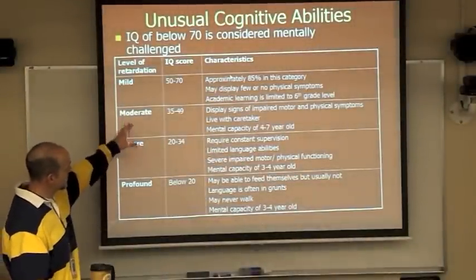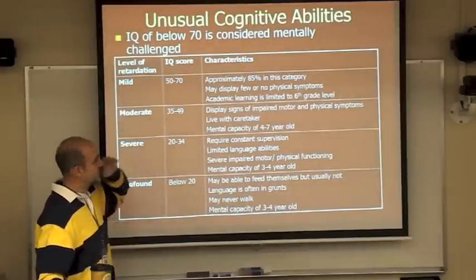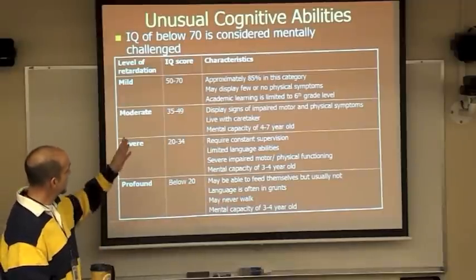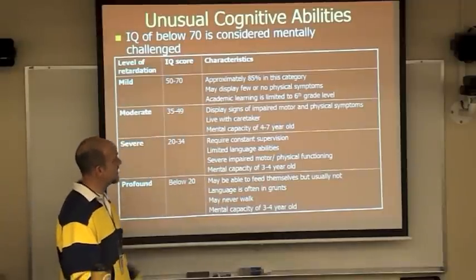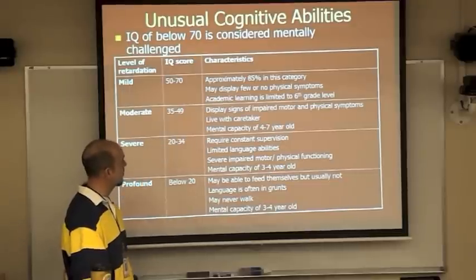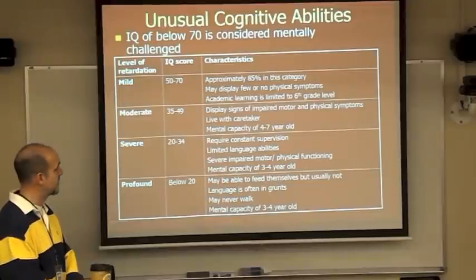Okay? And obviously the big thing up here is to kind of know the score. People with an IQ of under 70 are labeled with the mental challenge label. Now, if they fall between 50 and 70, approximately 85% of people that are mentally handicapped fall into that category. And they may display few or no physical symptoms, and academic learning is often related to about a 6th grade level.